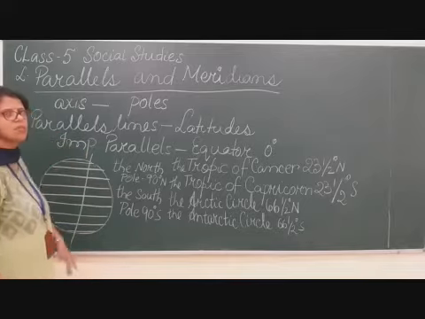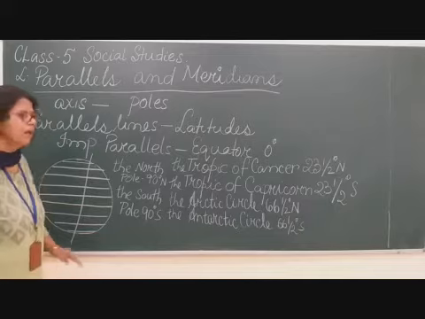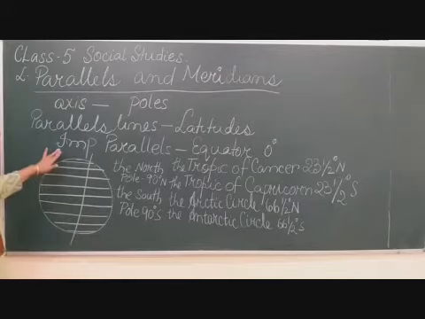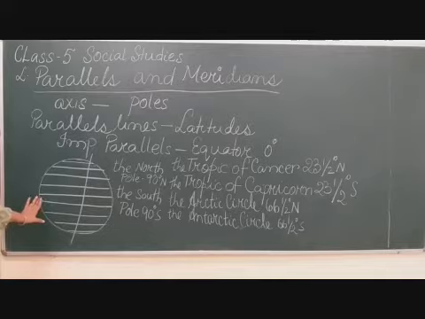These are the parallels of latitude. Now, how many parallels of latitude are there? There are 90 in the northern hemisphere and 90 in the southern hemisphere, and one is at 0 degree, so 90 plus 90 is 180, 180 plus 1 equator, that is 181 total parallel lines of latitude.